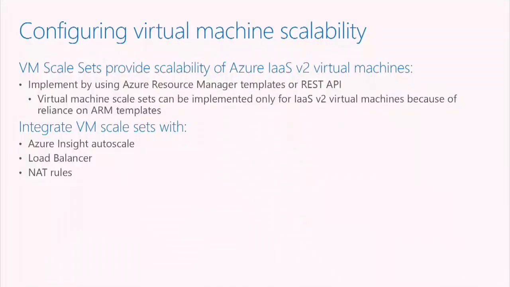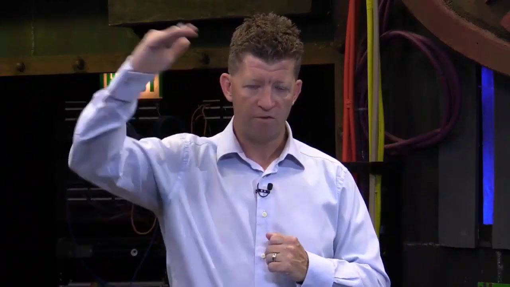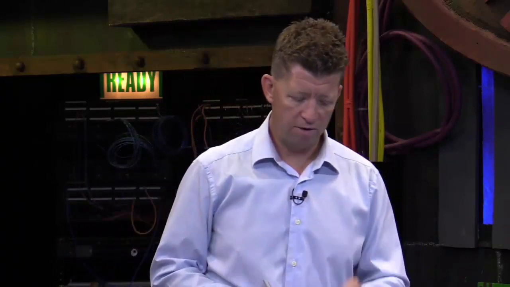So to give you a basic overview, they're implemented only for version 2 virtual machines, so only within the new portal, because they're built around ARM templates. They integrate with a couple of key tools. Azure Insight Autoscale will measure performance and determine when to scale up and scale down, and they also integrate with the load balancer and with NAT.